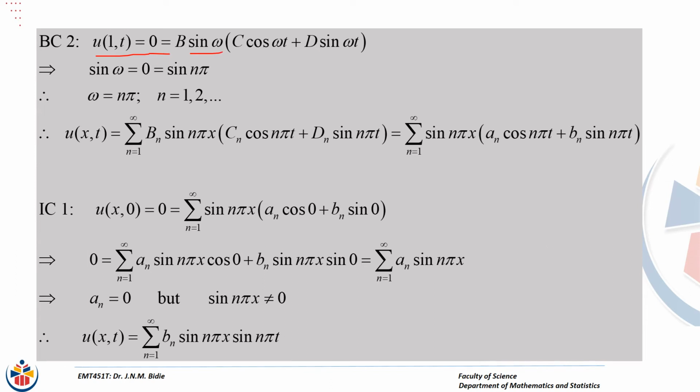Once again, we know that we have 0 equal to b sine omega, and we've got the bracket c cos omega t plus d sine omega t. Now you have to decide what would be equal to 0. What would be equal to 0?